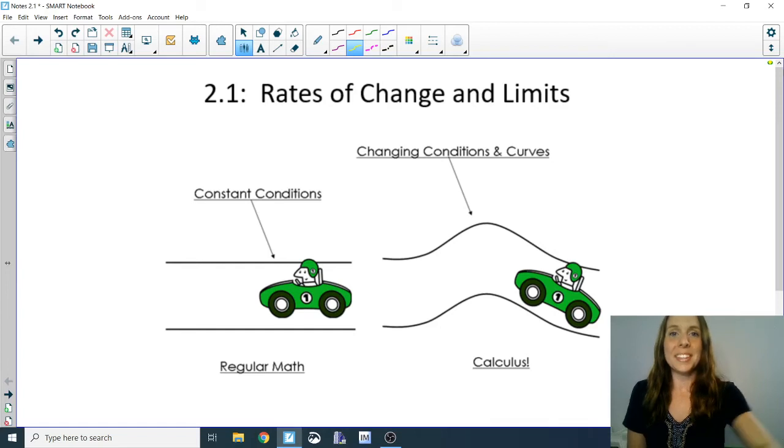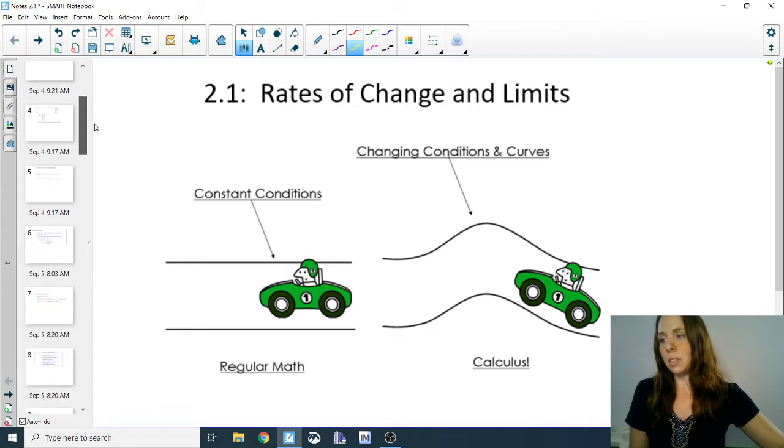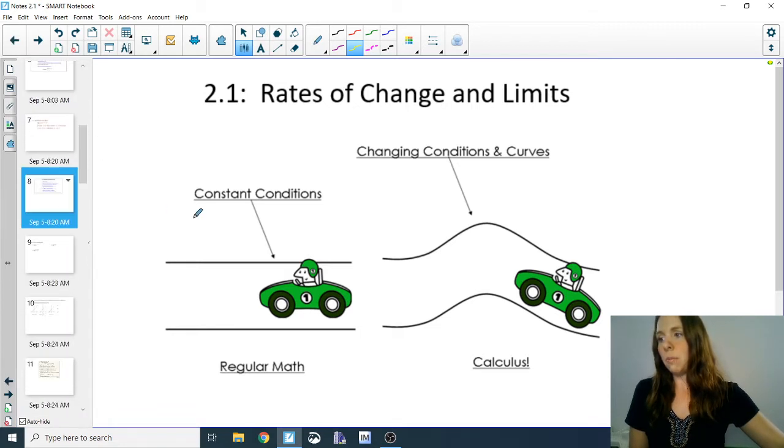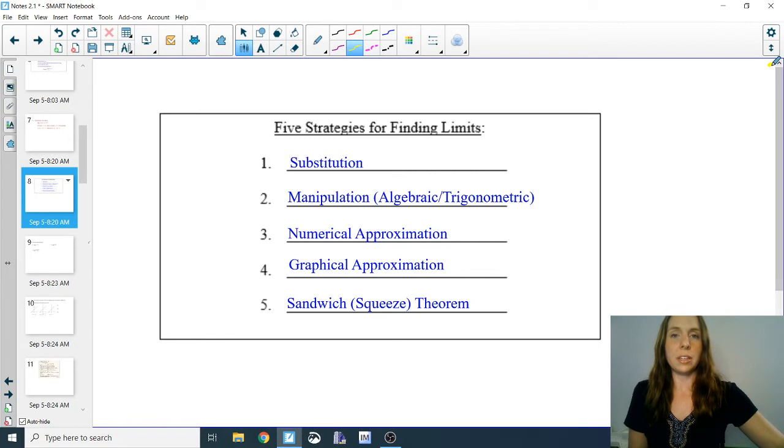Hey everyone, this is the third and final video for section 2.1 where we discuss limits and a little bit of rates of change. What we're going to do in this video is go back to something that we skipped in the first video. Going back to the strategies we have for finding limits, we discussed all of these strategies except for the fifth one, the sandwich or the squeeze theorem. So let's go there.